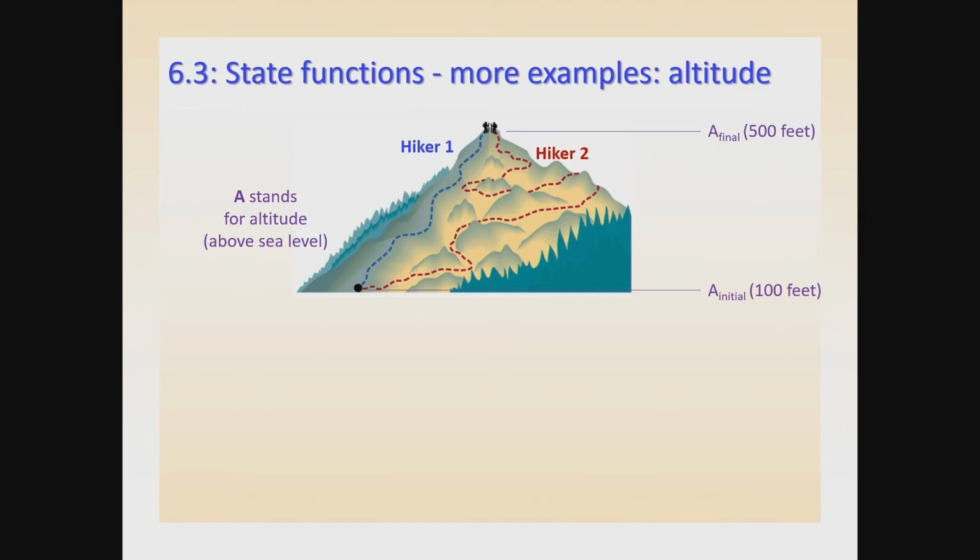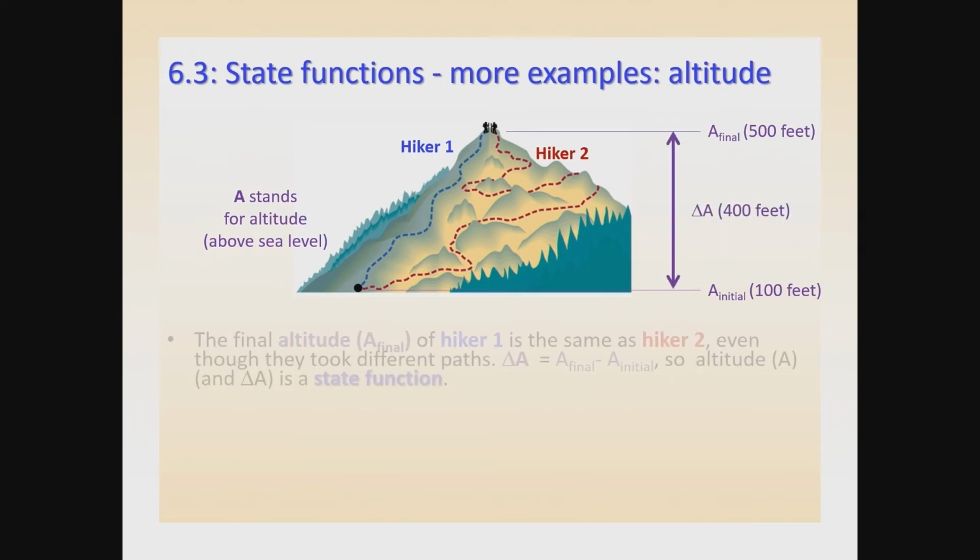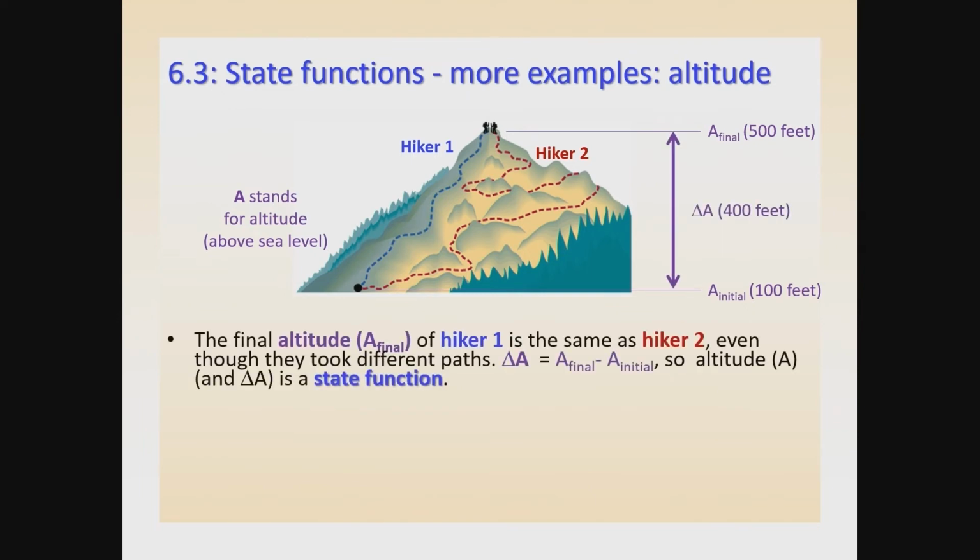Now, one of the things you can notice from that picture is that hiker 1 takes a relatively direct path, while hiker 2 takes a somewhat roundabout indirect path to get there. But in the end, they have gone up the same amount of altitude no matter what path they took. So that difference in altitude is a state function because it didn't really matter how the hiker went up.